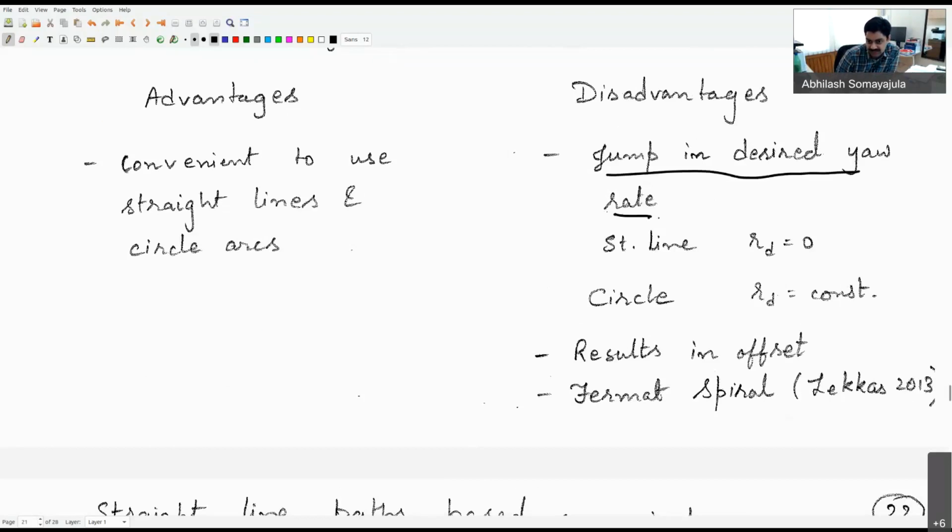There is a way to get past this using what is called a Fermat spiral, and there is some literature available which is pretty recent, maybe about 8 years ago. They tried to come up with an intermediate trajectory, rather than going from the straight line suddenly into a circle, where the yaw rate is continuously increasing and maps smoothly into the circle. That's called a Fermat spiral. If you're interested, you may want to look at this paper by Lekkas 2013, but we are not going to be concerned about it in this particular course. Our extension in this course will be limited to understanding that inscribed circles can result in a jump in the desired yaw rate.